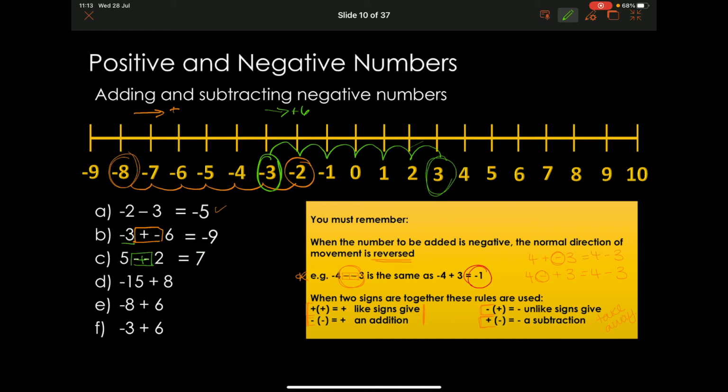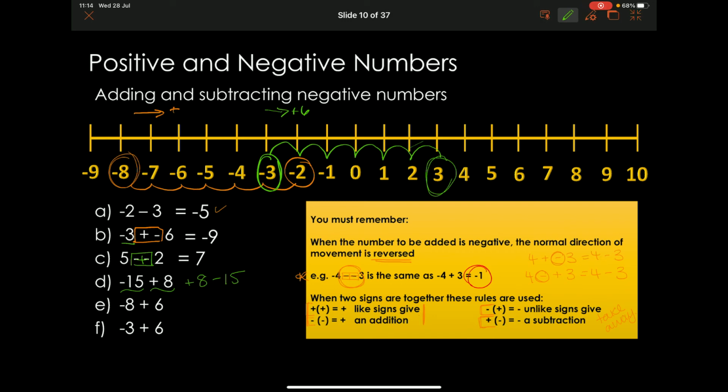And then you've got question D. Now, question D, you could turn that around and do 8 minus 15, because it means the same thing. Positive 8, which we've got here, minus 15. So I've switched it around just so that I can show you on the number line. Now, you could do minus 15 and then count back 8 places. So if I did that, it would be starting at minus 15, minus 14, minus 13, minus 12, minus 11, minus 10, minus 9, minus 8, minus 7. So my answer should be minus 7. I've counted back 8 times.